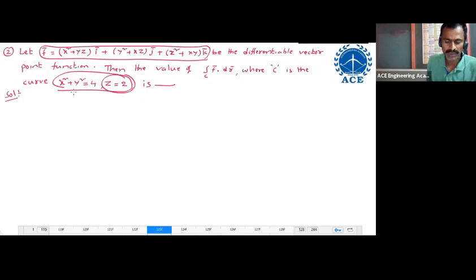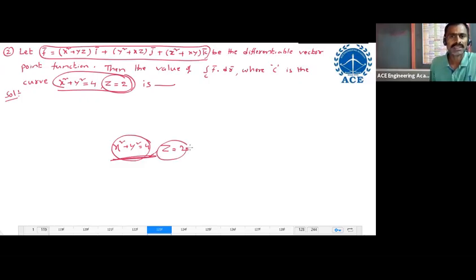Because of z equal to 2. Not just x square plus y square equal to 4. Suppose z equal to 2 is not given. If you are given only x square plus y square equal to 4, it is a circular region on the xy plane. It is a 2D object, and if it is a 2D object, we apply Green's theorem. But this is given along with z equal to 2. The meaning of this is we are given a circular region at the z equal to 2 level, right?